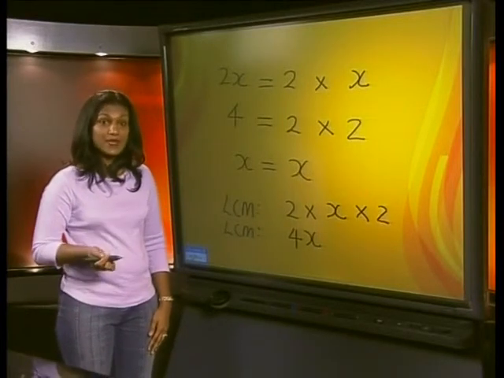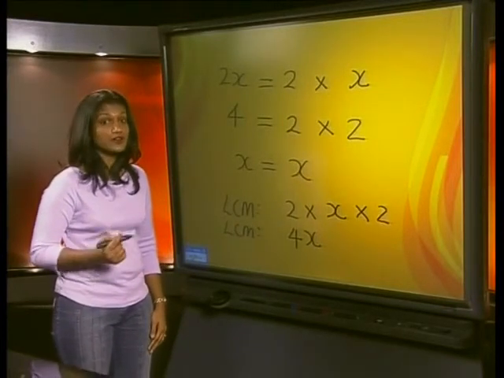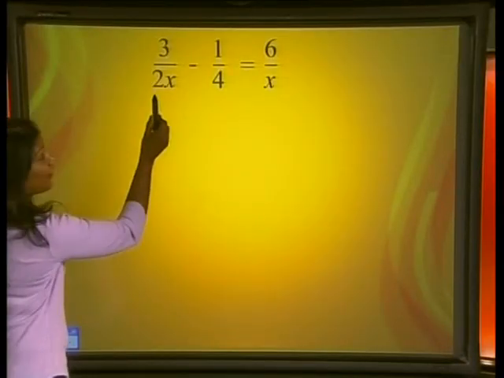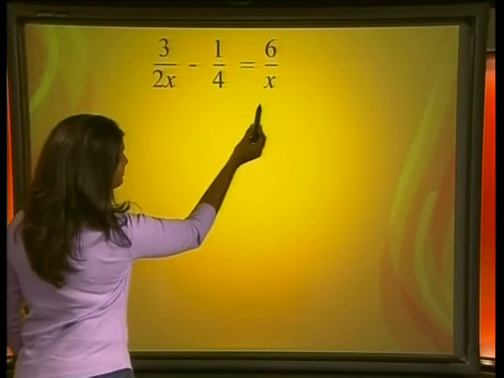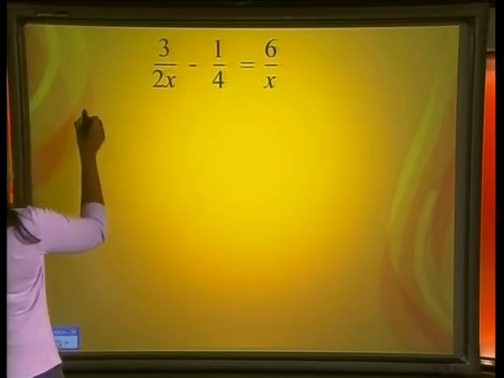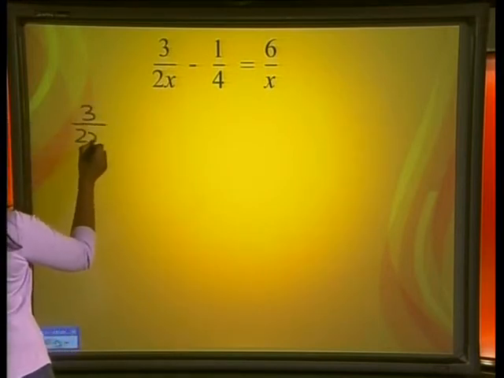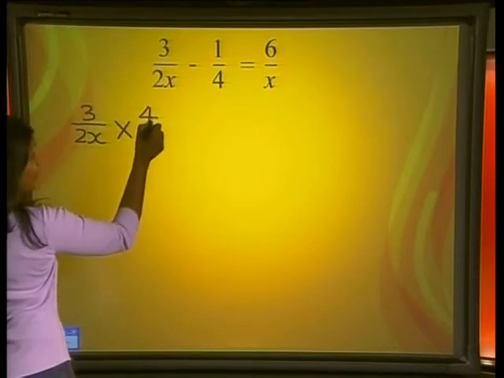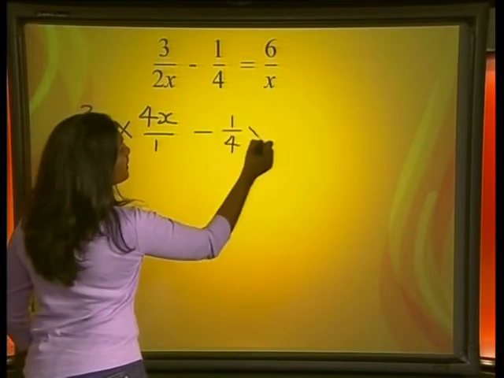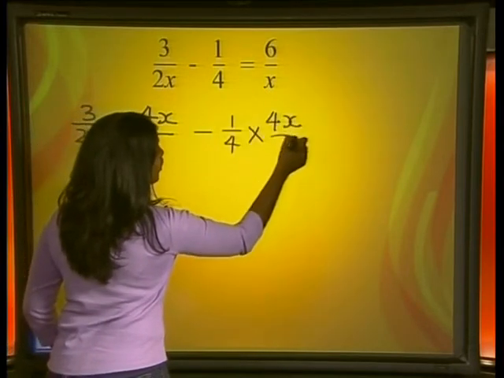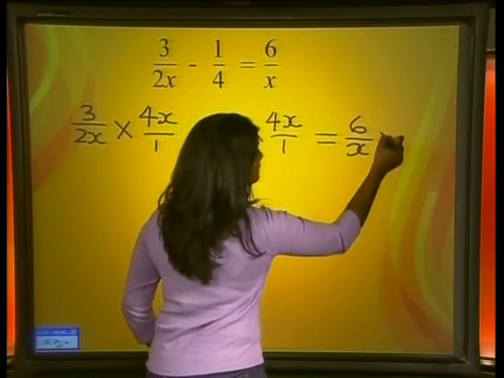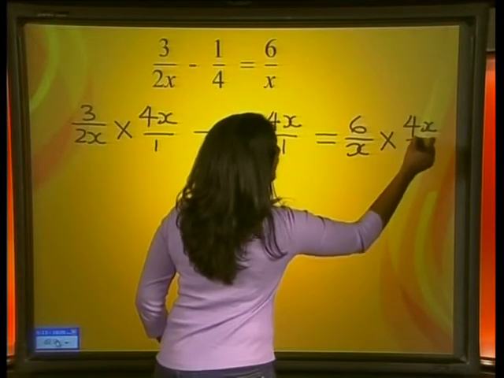Right, what is the next step? How do we use the LCM to solve the equation? To simplify this equation, we must multiply every term by the LCM. Remember, we are working with fractions, so we need to write the LCM as a fraction. So we get 3 divided by 2x multiplied by 4x over 1, which is the LCM, minus a quarter multiplied by 4x over 1 is equal to 6 divided by x multiplied by 4x over 1.